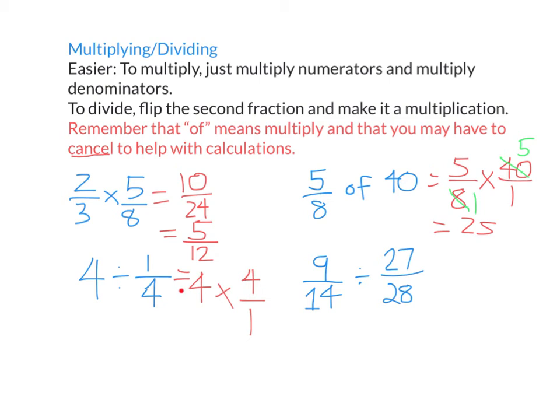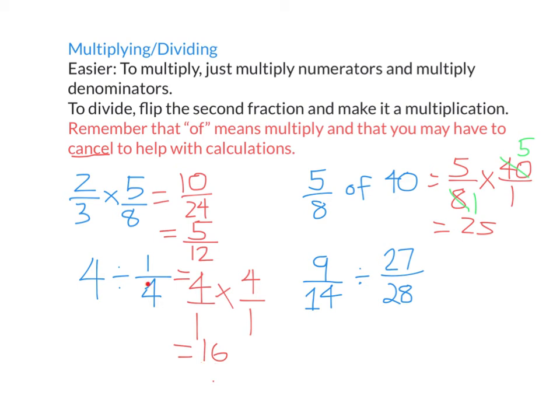So remember, 4 is the same as 4 over 1. So I can write it like this. Now this is easy as. It's just 4 times 4, which is 16, and 1 times 1, which is 1. But of course, I don't need to write the over 1. 16 over 1 is 16.